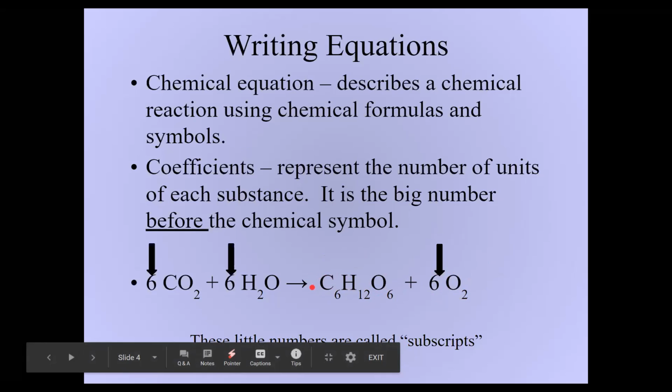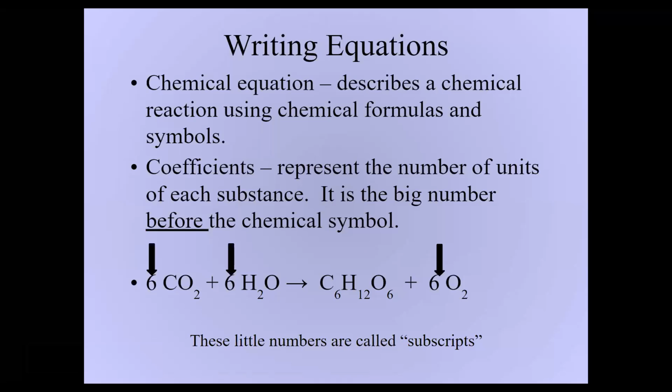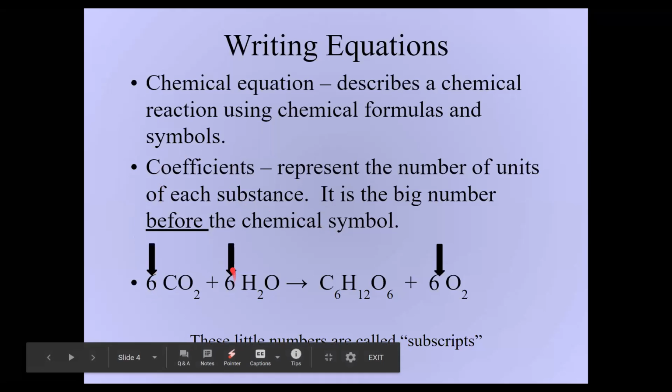So whenever a chemical symbol or formula does not have a coefficient in the front of it, that just means that we only have one of that molecule. So we have 6 waters, 6 carbon dioxides, and 6 oxygens, but only one glucose molecule. So coefficients are the big numbers, and we're going to talk a lot about coefficients today. So remember, whenever I say coefficient, that means these big numbers in the front.